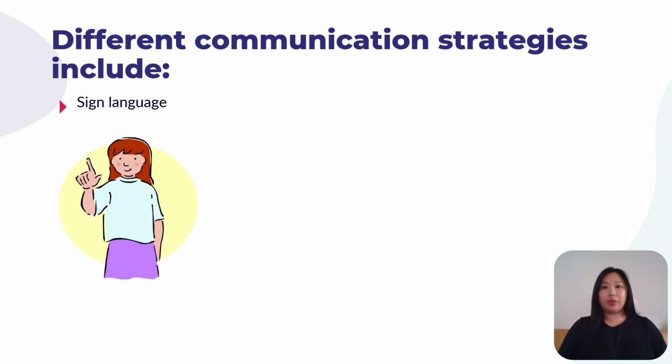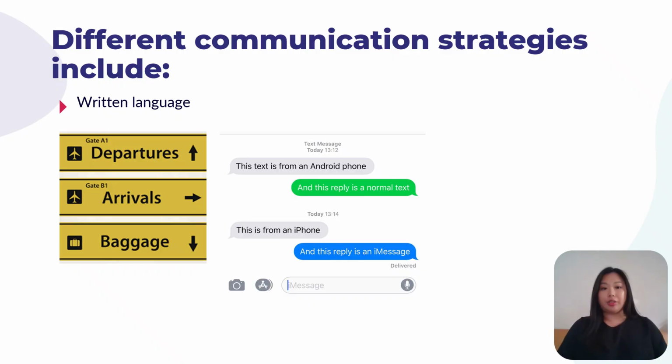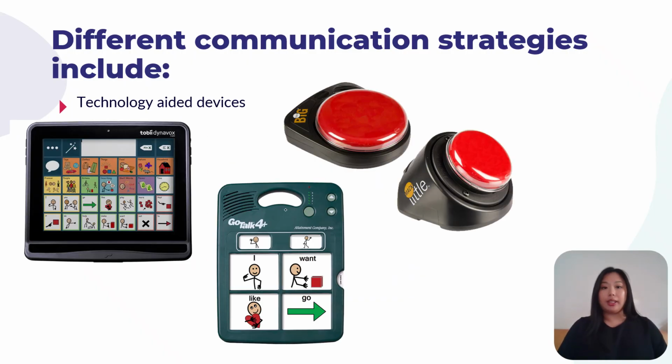We use sign language, which we'll learn in this workshop series. We use verbal communication by using our voice to send a message. We sometimes use written language. Signs can tell us where to go, or you might text someone or send emails to communicate. Sometimes we have technology-aided devices, so you might have a speech generating button where you can record one or a few messages, or you might have a dedicated tablet with an app that can store a larger amount of vocabulary.